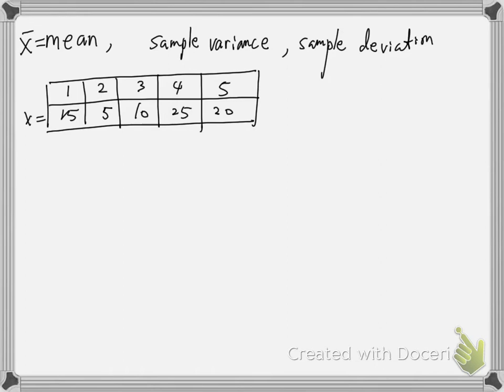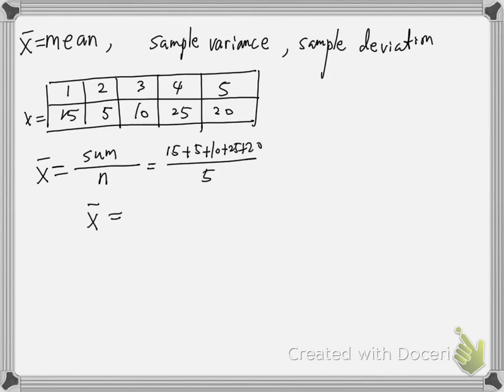So what's the definition of mean? X bar is the sum divided by how many numbers are in the second row. That's 5 numbers, so divided by n. The total is 15 plus 5 plus 10 plus 25 plus 20, divided by 5. So it's 75 divided by 5. We got the mean is 15.